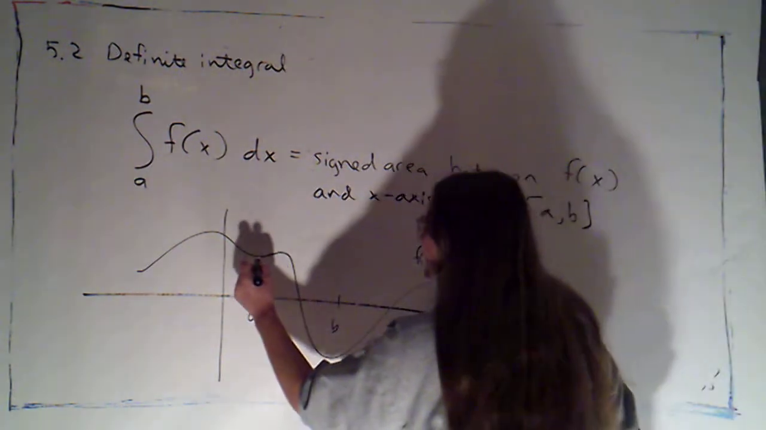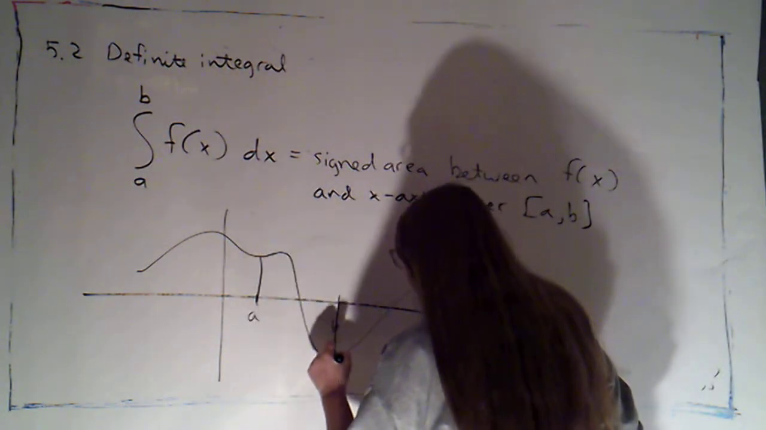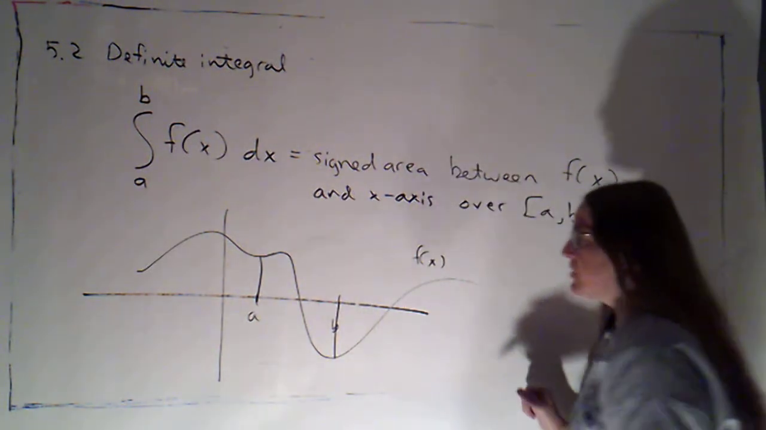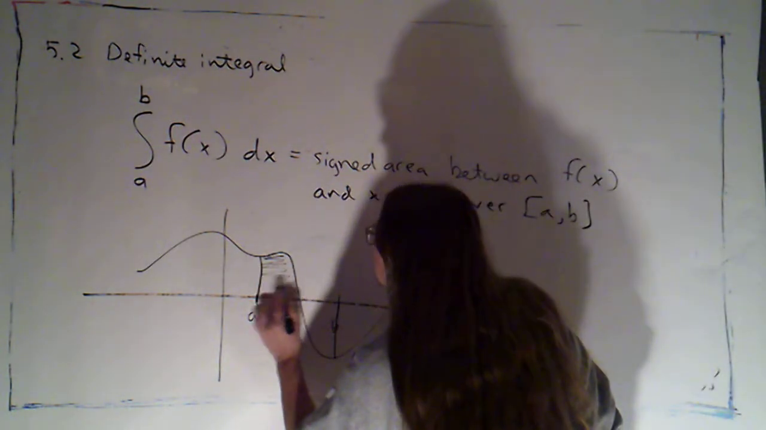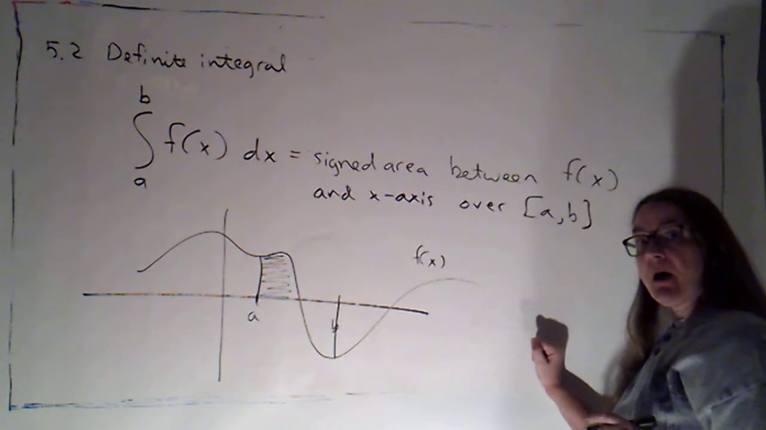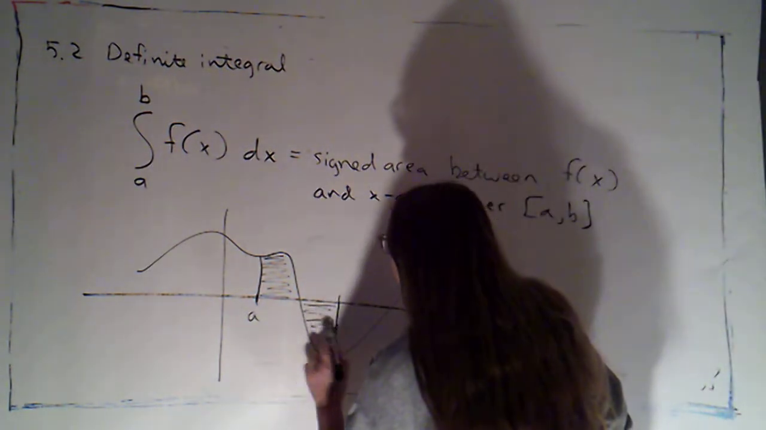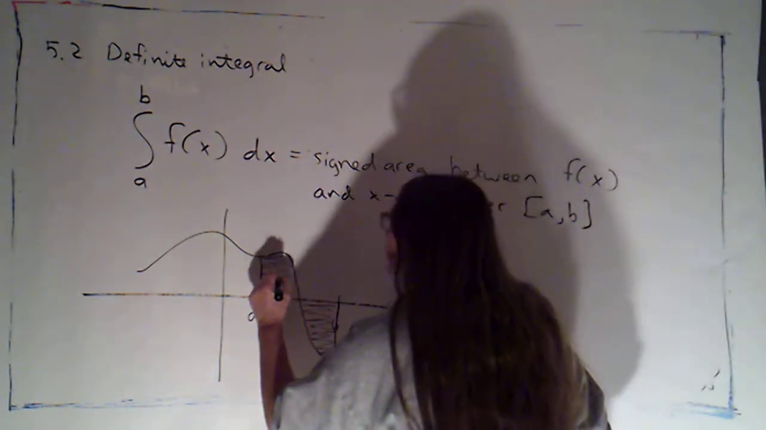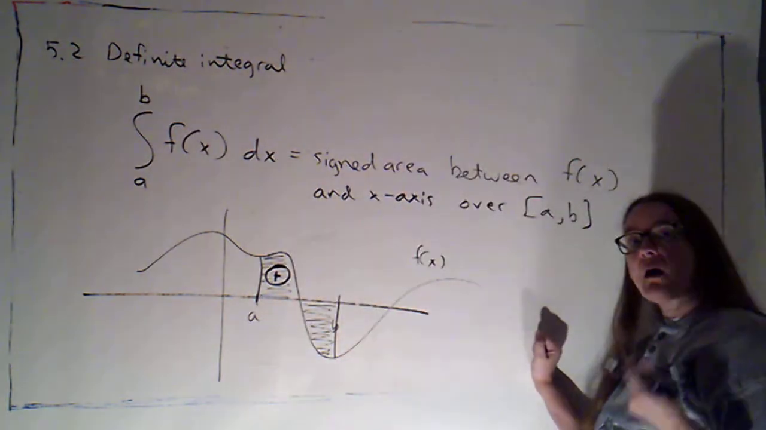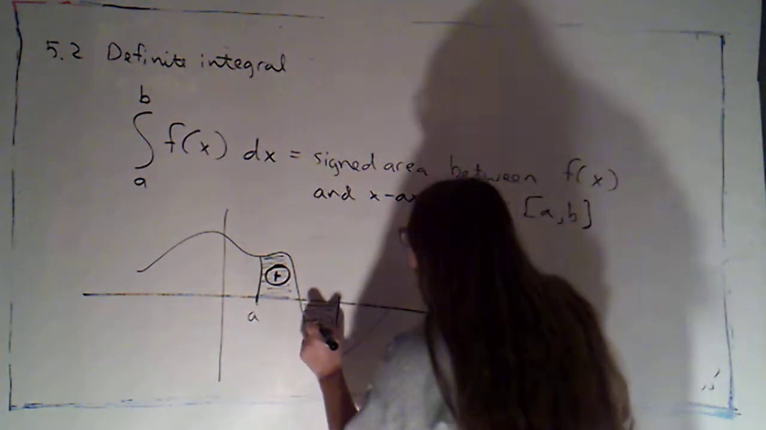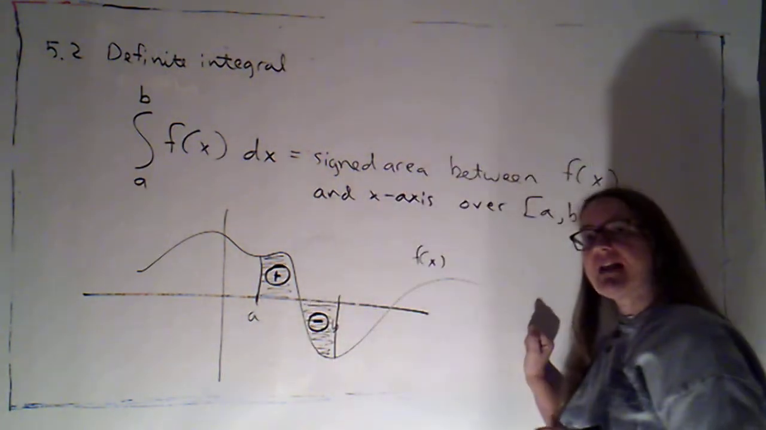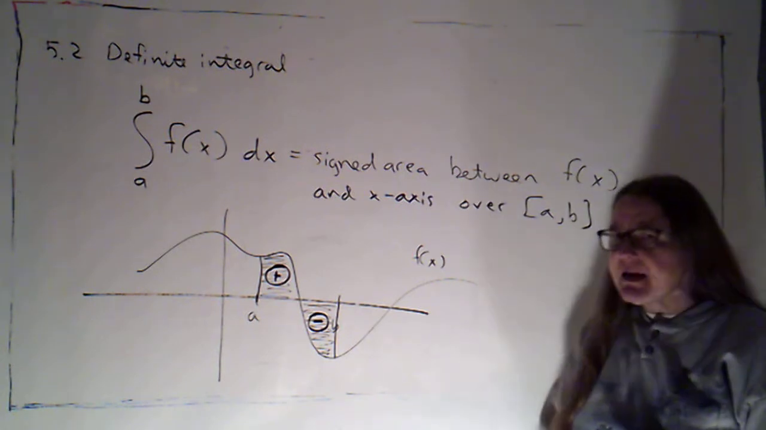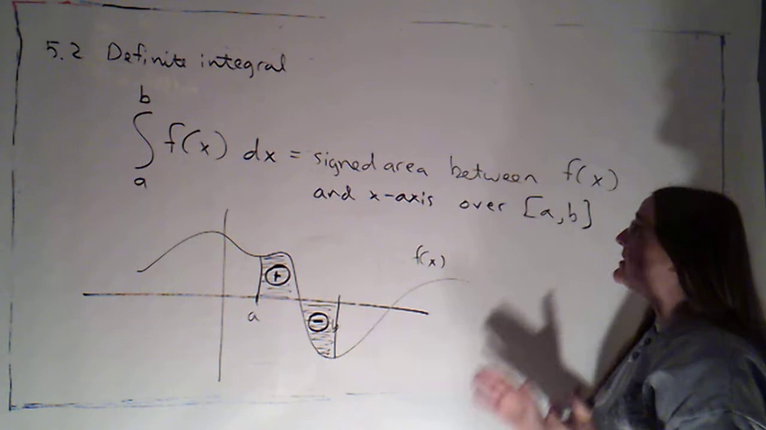Well, the rule is this. I'm going to draw in walls at a and b, connecting the x-axis and the graph of the function. If I look at the area in between, I've got this area which is above the x-axis and this area here that's below the x-axis. The rule is we count it as positive if it lies above the x-axis, and we count it as negative if it lies below the x-axis. Now, that may seem very strange. Right now that's just a definition.